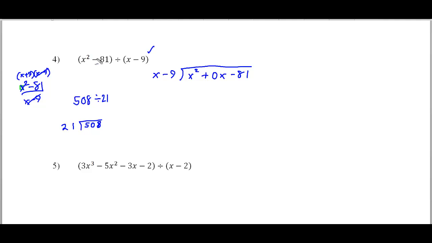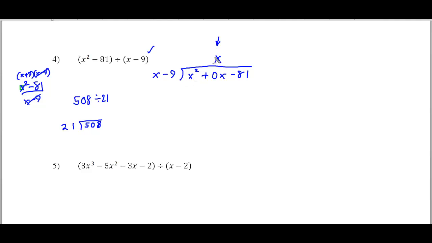The x that's missing has to be a placeholder when we do our long division, and that's going to be true when we go to the next section and talk about synthetic division. So we ask ourselves, does x minus 9 go into x squared? No, it doesn't. But x minus 9 does go into a binomial, x squared plus 0x.